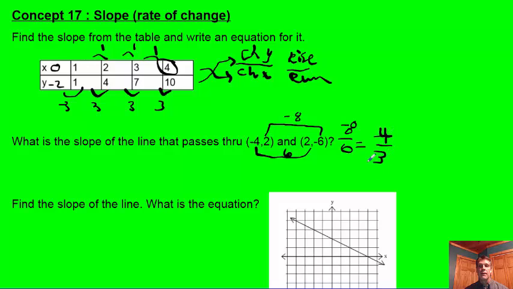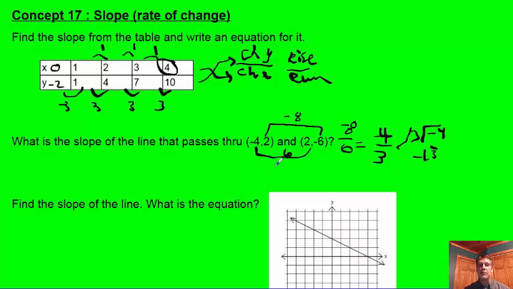Okay. Now, what if they want the unit rate? If they want the unit rate, then I'm going to divide this because I want to take this down to 1. Then I'm going to take -4 divided by 3, and I'm going to get -1.3 repeating. That's going to be my unit rate if they ask for the unit rate on the test.